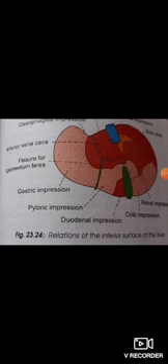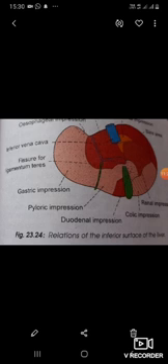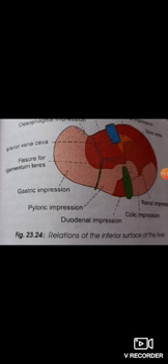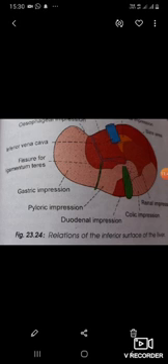Now we will see the blood supply. The liver receives 20% of its blood supply through the hepatic artery and 80% through the portal vein. Before entering the liver, both the hepatic artery and the portal vein divide into right and left branches. Within the liver, they re-divide to form segmental vessels which further divide to form interlobular vessels which run in the portal canals.